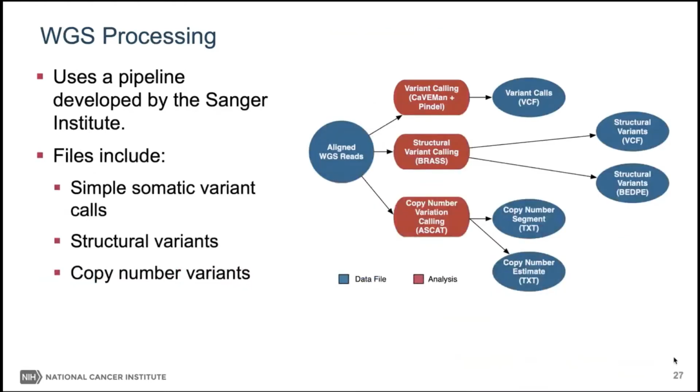The whole genome sequencing processing is a little bit different. It uses a pipeline that was developed by the Sanger Institute and does 3 types of variant calling. Simple somatic variant calling using CaVEMan and Pindel, structural variant calling using BRASS, and copy number variant calling using ASCAT. These are relatively new, and you will find them in a few projects, but that is growing as new data releases come out.